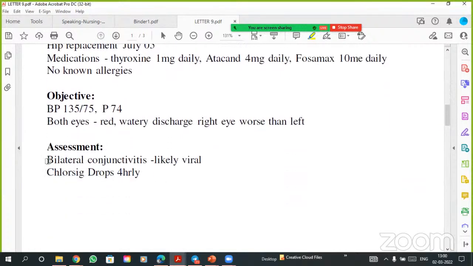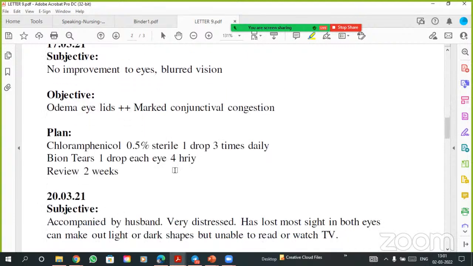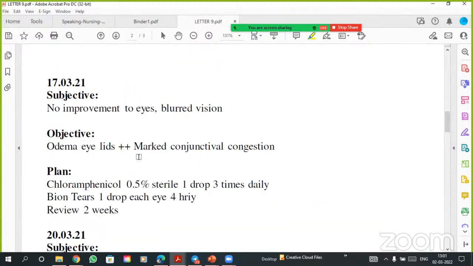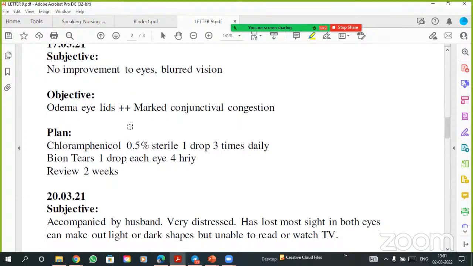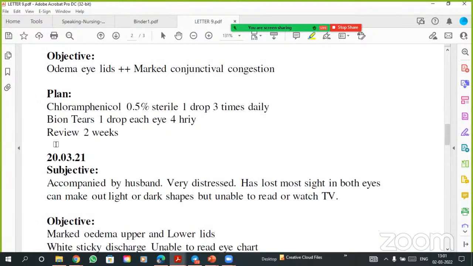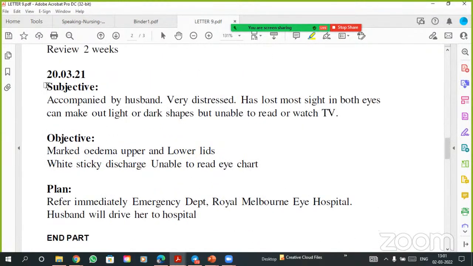Assessment, bilateral conjunctivitis, viral. Likely, possibly. Likely means possibly. Assessment, likely viral. So, chlorzic drops is the treatment. 4 hours. And next one. Next one. Right. Then this is 23-21. So, this is final result.